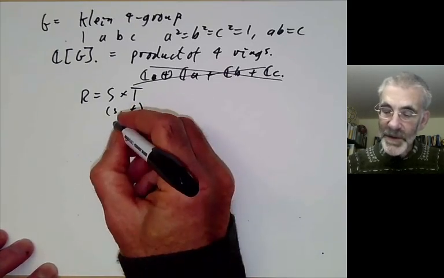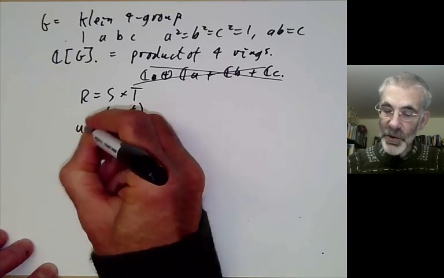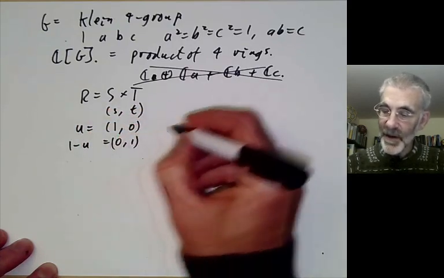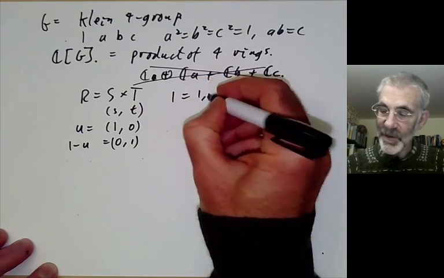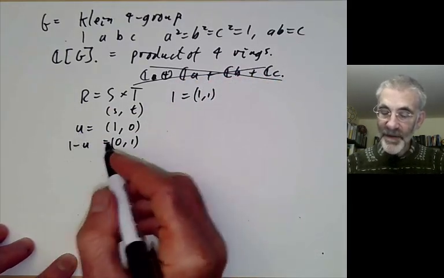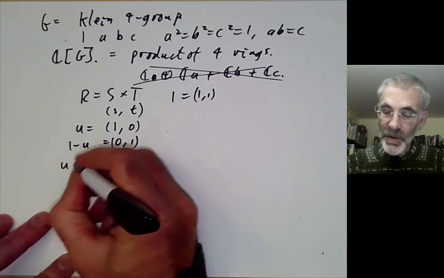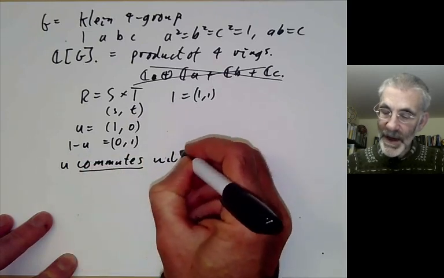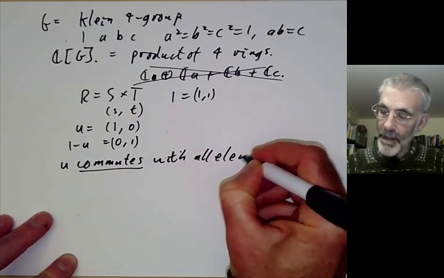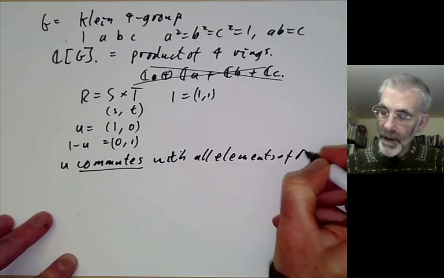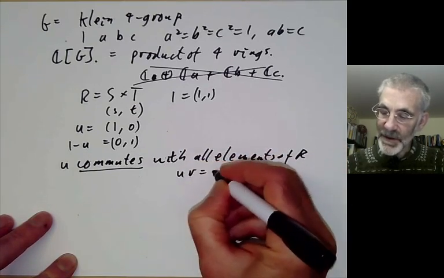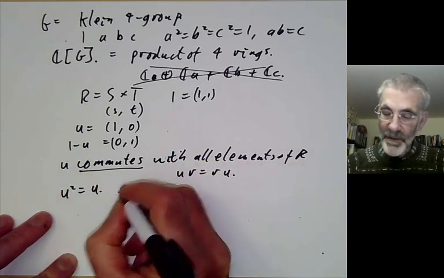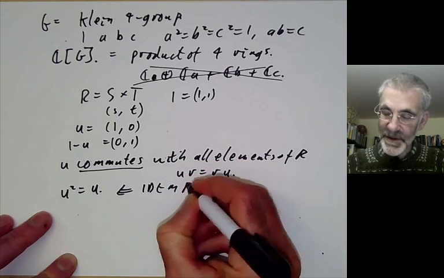Well, what we do is we notice that the elements u, which is (1, 0), and 1 minus u, which is (0, 1), because the element 1 in the ring is just equal to (1, 1), have the following property. First of all, u commutes with all elements of R. In other words, ur equals ru. And secondly, u squared is equal to u. So things with this property are called idempotents.